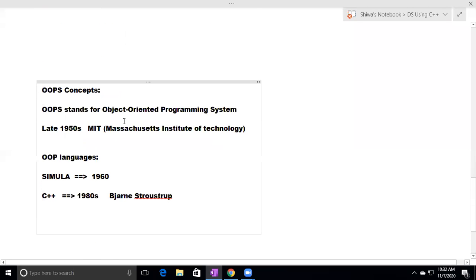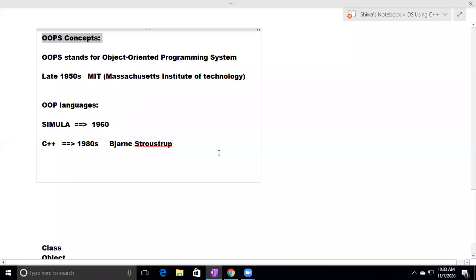So what is the topic name here? OOPS concepts. OOPS stands for Object Oriented Programming System. These concepts were introduced in the 1950s by MIT, which stands for Massachusetts Institute of Technology. Based on the OOPS concepts, languages like C++, Java, Python and similar languages were developed.